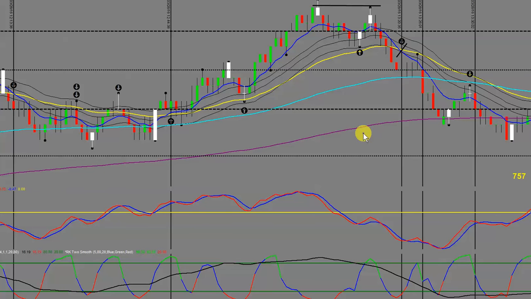So let's now go and have a look at some price action on the 233.